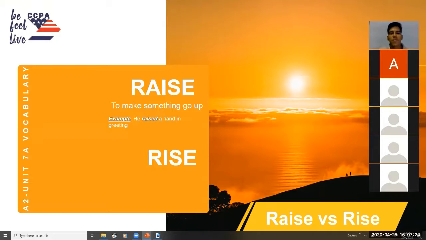So, raise. And rise is to go up. Example, the price of gas rose. It is irregular. So in this picture, we can say that the sun raises or the sun rises. What's the right word in this picture? Absolutely, rise.